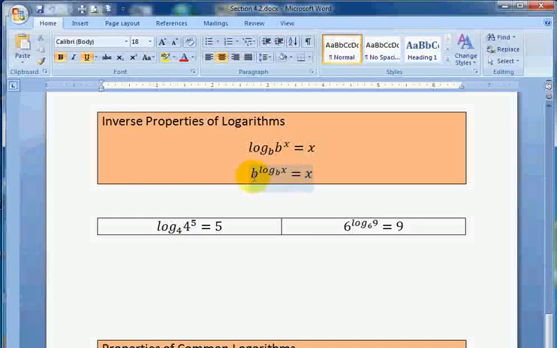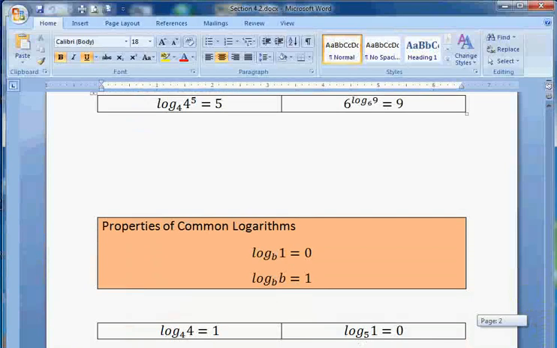So the base and the log, if they're the same, they undo each other, and all you wind up with is the exponent. So here I have log base 4 of 4 to the 5th. The bases both are here, they undo each other, and I wind up with 5. Similarly, 6 to the log base 6 of 9 power. The base in the log is the same as the base here, so they kind of undo each other, and I simply wind up with 9.